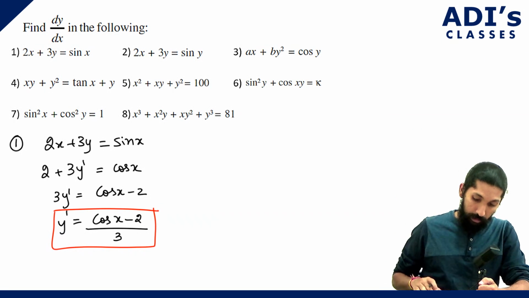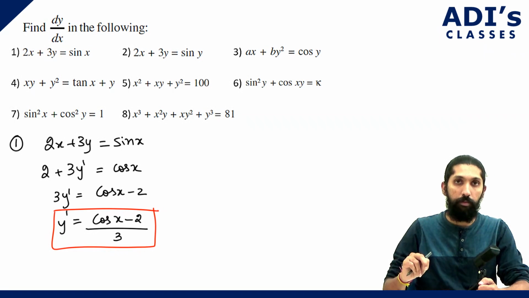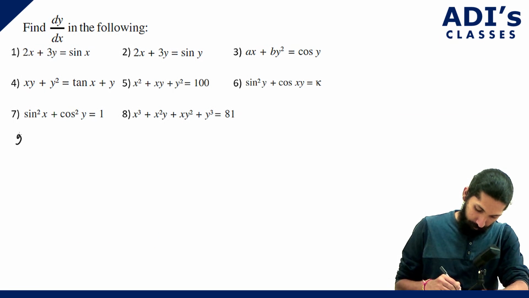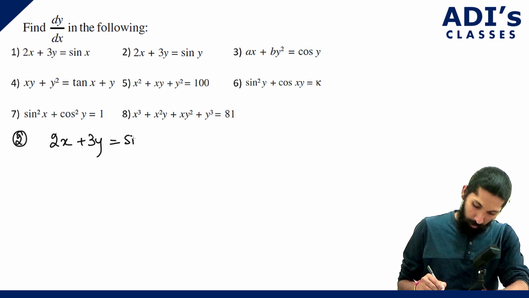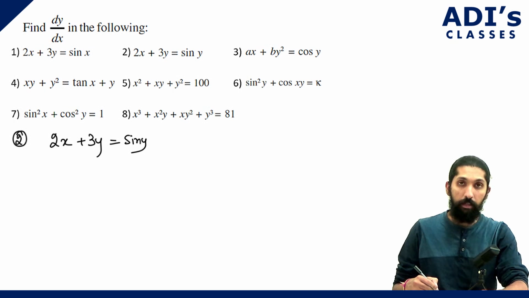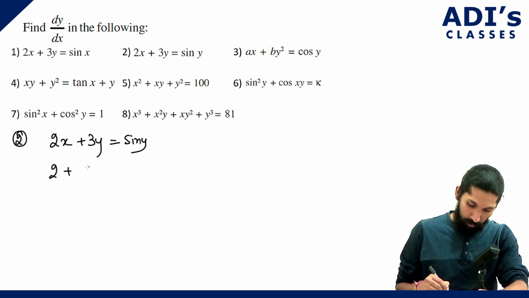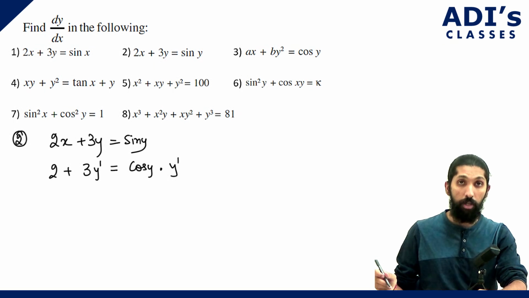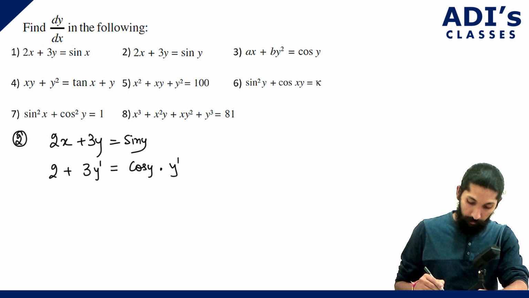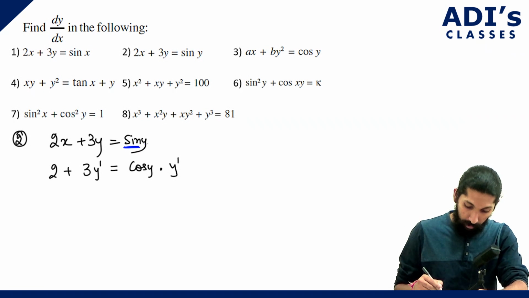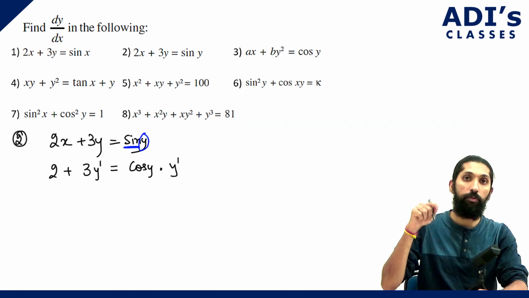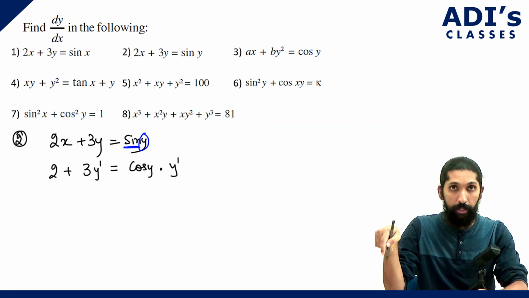Understood? Let's start with the second problem. All right. See the second problem. 2x plus 3y is equal to sin y. Again, let's differentiate with respect to x. You get 2 plus 3y dash equals cos y into y dash. Remember, this is like a chain rule. So first sine is the first function, y is the second function. First you differentiate sine, then you differentiate y.